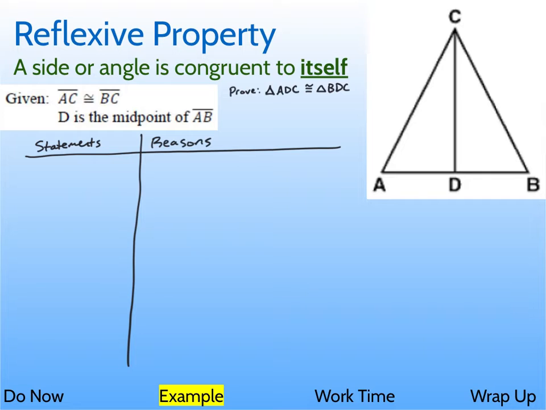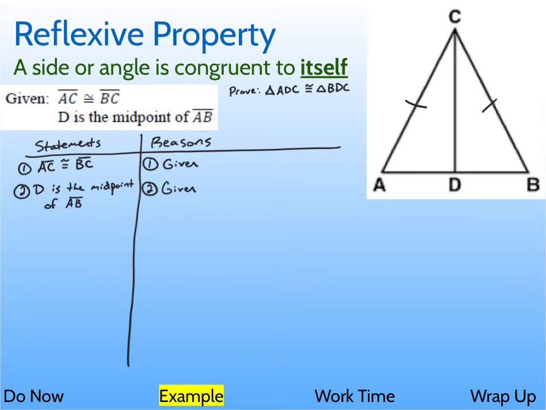So first, let's start by writing down the given information. Our given information says that AC is congruent to BC, which we should label on our diagram as well with little tick marks like that. And we also know that D is the midpoint of AB. So we're going to use this fact that D is the midpoint of AB here.